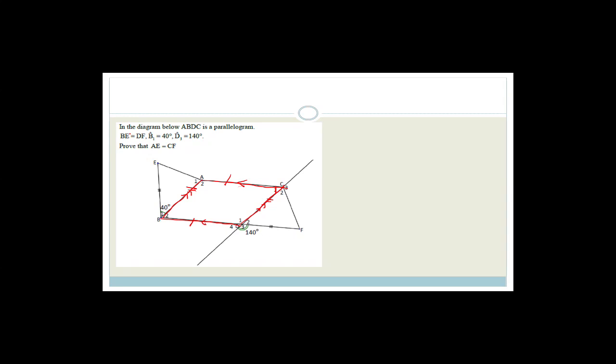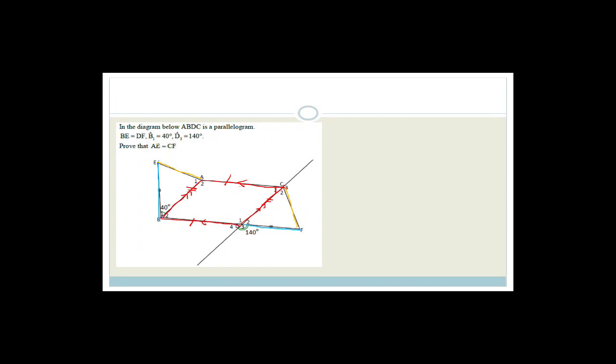It says BE equals DF. So let me do that in another color just to help us. BE is equal to DF. They tell you angle B1 is 40 degrees and angle D3 is 140. And they want us to prove that AE is equal to CF. So when I saw that AB was equal to CD, and I saw that they'd given you that EB is equal to DF, I was immediately thinking something to do with congruency or similarity.